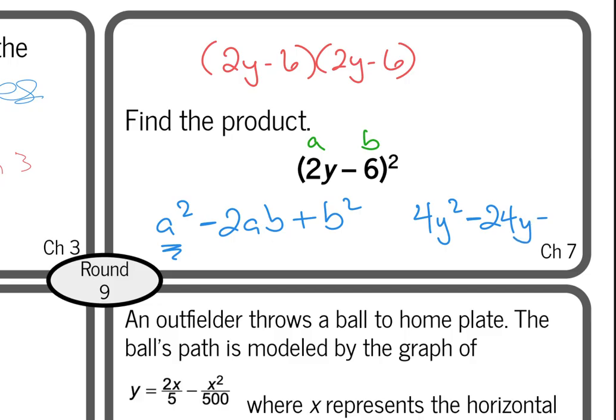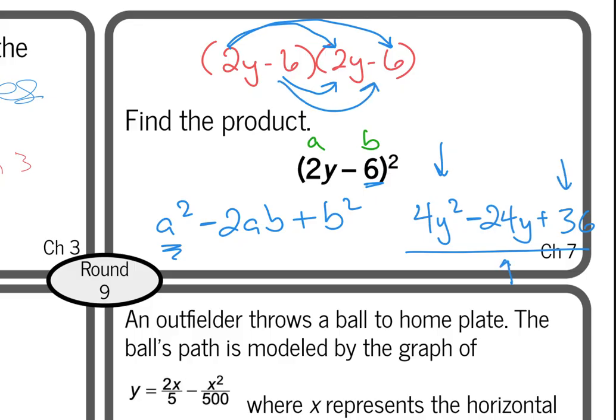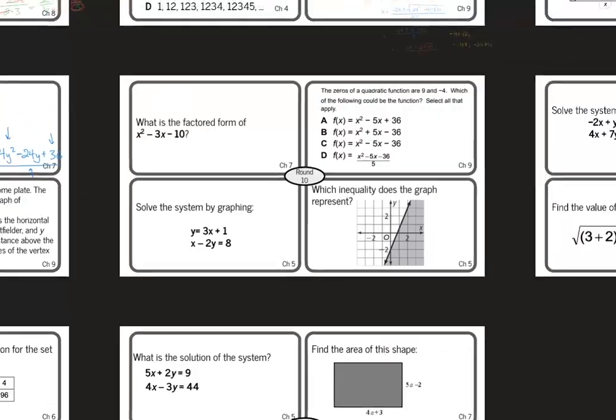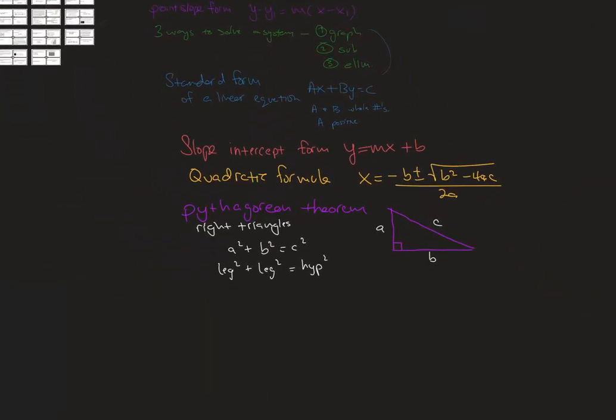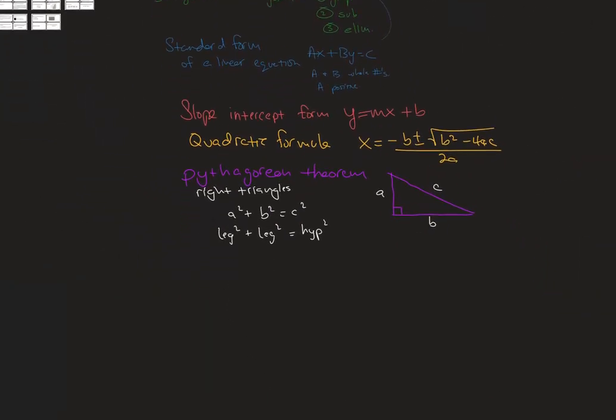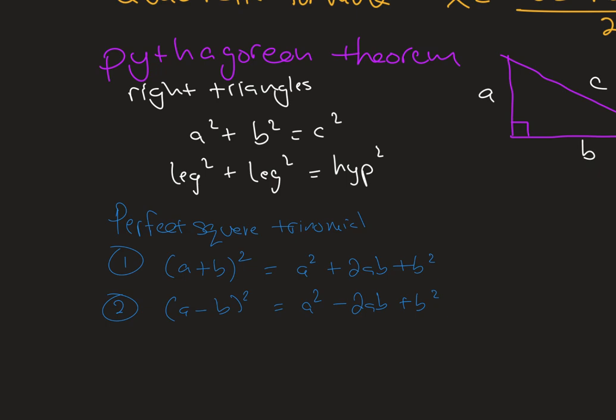24y. And then plus 36 because b squared is 36. So you can look at it this way, or like I said, you can distribute, and you see 2 times 2 is 4y squared. Negative 12y, another negative 12y gives you negative 24y, and negative 6 times negative 6 is 36. So speaking of which, that is called a perfect square trinomial.